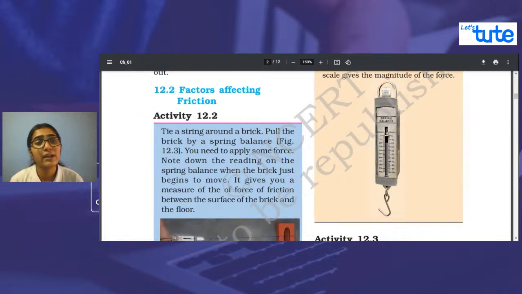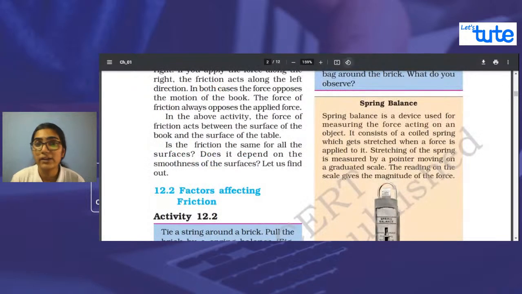So what happens if we are putting a weight of 5 grams? This pointer is going to move by 5 grams. If I pull a weight of 70 grams, this pointer is going to move till 70 gram. So this is a spring balance which tells you the amount of force applied on it. If you are applying force on the hook, the spring balance will tell you how much force you are applying. So spring balance is a device used for measuring the force acting on an object. Please mark it, guys, because it can come in your exam.